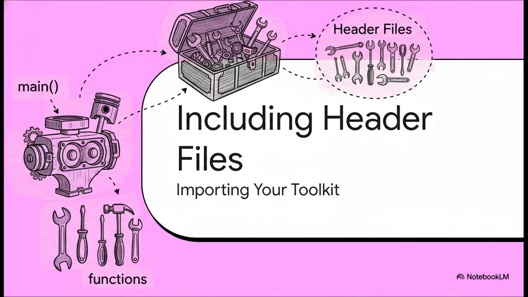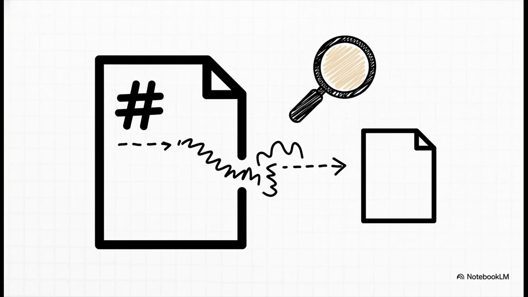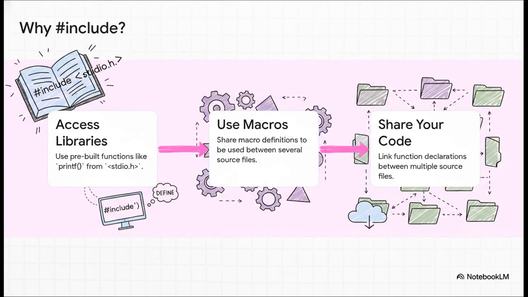Okay, so we've got our engine, main, and we know how to make our own tools, which are other functions. But what if we need some tools that we didn't build ourselves? I mean, who wants to reinvent the wheel every single time you need to do something basic? That, my friends, is where header files come into play. This line right here, the one that starts with a hash symbol, isn't actually for the main compiler. It's a command for something called the preprocessor. It's basically you telling it, hey, before you do anything else, go find this other file and copy-paste all of its contents right here.